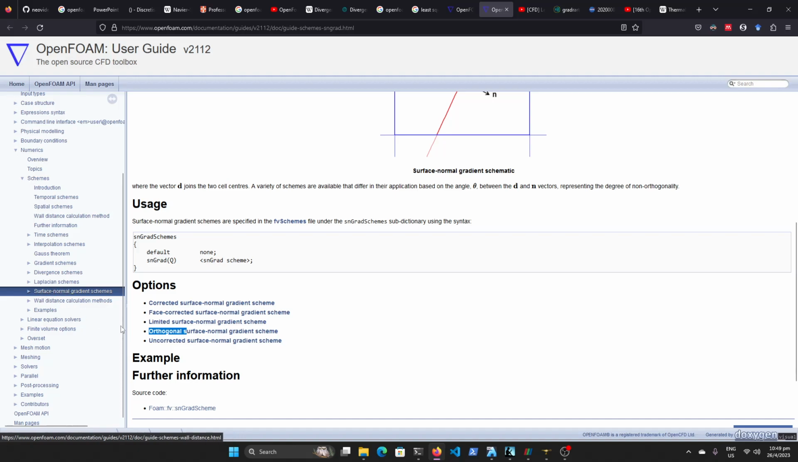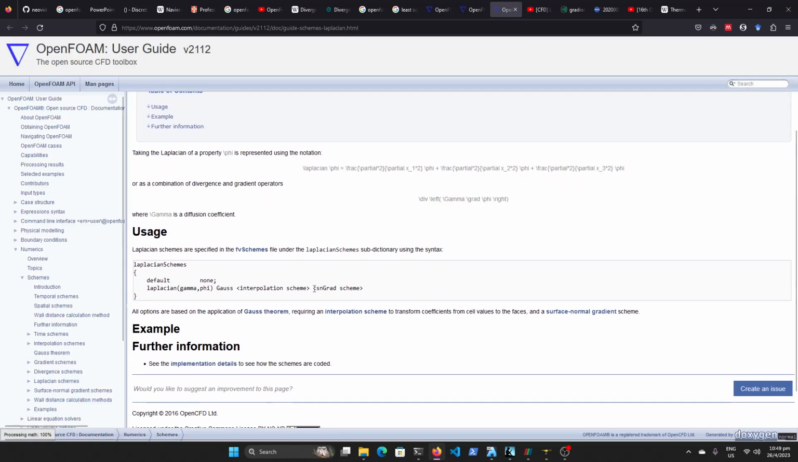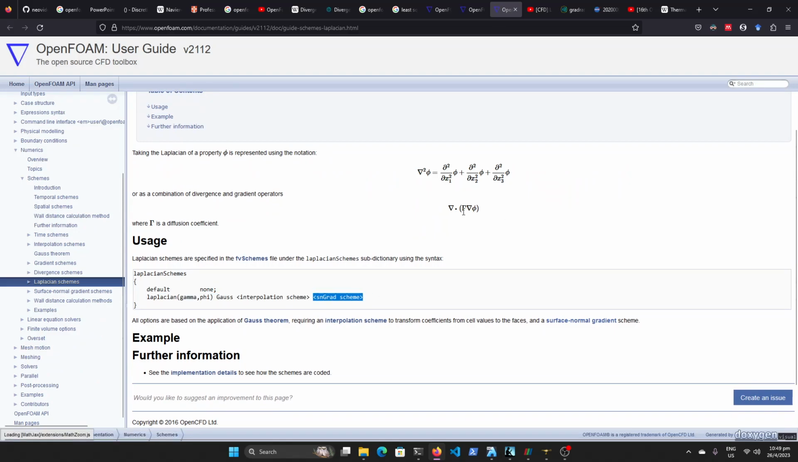These are surface normal gradient schemes, and just remember this Laplacian scheme here is actually a combination of two schemes. You're actually having a gradient scheme here because you are discretizing this gradient, and then you have interpolation schemes because you need again to do this gradient thingy here. But you also have divergence, the del dot operator here. So the limiter falls more or less under this surface normal gradient scheme.